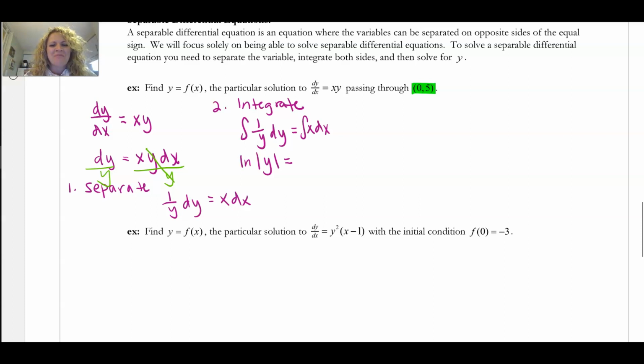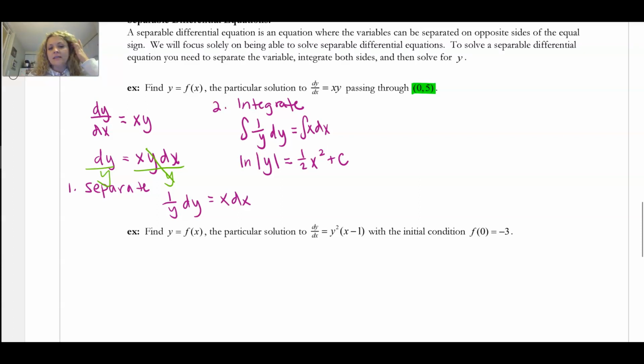All right, then on the right hand side, we're integrating x dx, so we know that's just going to be 1/2 x squared plus c. So I would just continue to put my c on the side with the x. That is the process of integrating. Those first 2 things have to be done in that order.